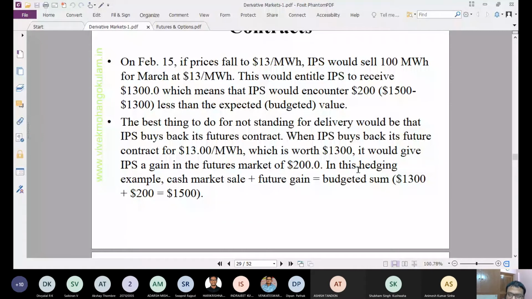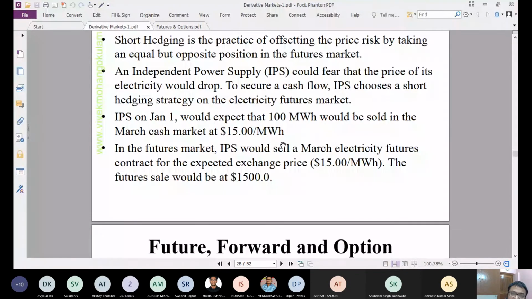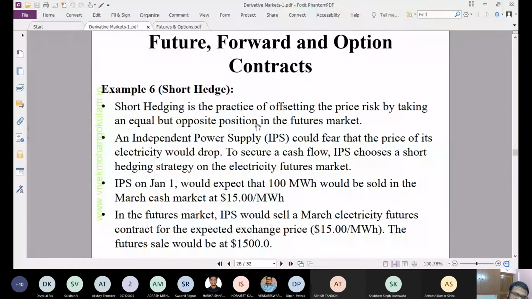Okay, so he's taking such a position, that is what is shown here. It is an equal but opposite position. What is that? Equal but opposite position. Yes, sir. That means for $100 is the quantity, right? The quantity is equal, but he is taking an opposite position in the futures market. Sir, it's like buying a put option in the market.